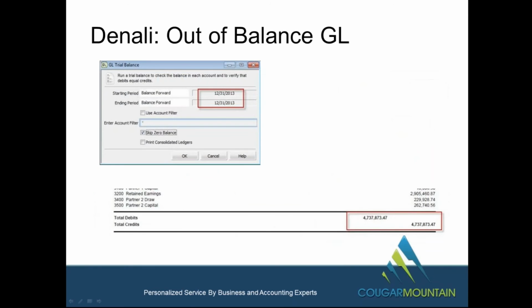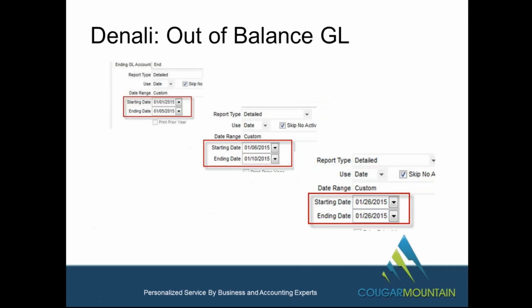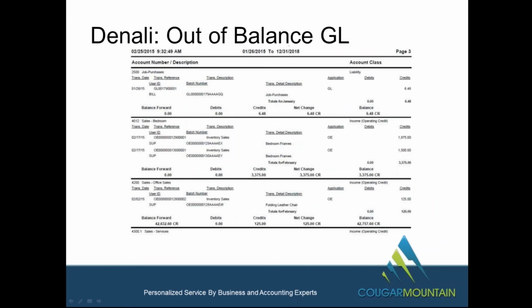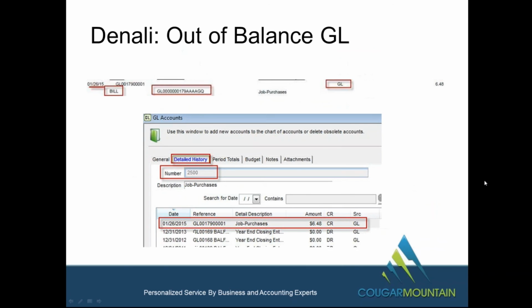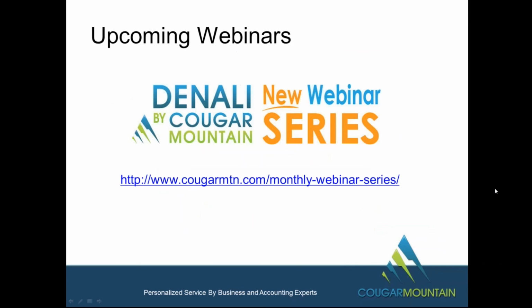All right, so we've talked about all of the reports. We've talked about how to fix your out of balance. We've talked about how to research to find the out of balance. And here was an example of the report that just had a credit but no debit on a reprint posting report. So that would be a situation where for some reason the debit didn't post. All right, so with that, we're going to go ahead and open up the questions here.